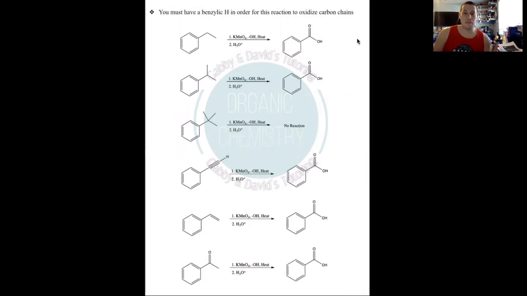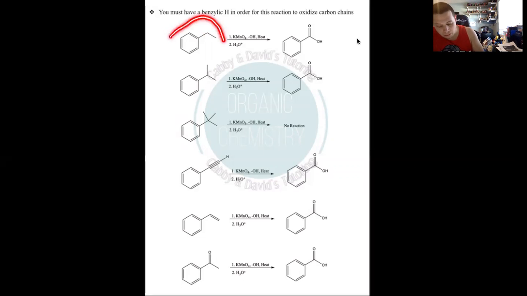Now, the whole point of KMnO4 is you need to at least have one benzylic hydrogen. If you have that one benzylic hydrogen, then automatically you can chop off whatever is left of it, like the chain. You can have this long continuous chain, you can get rid of it. And that last carbon that is connected to the benzene ring, you're just going to make become a carboxylic acid. You do not need to know the mechanisms at all for these.